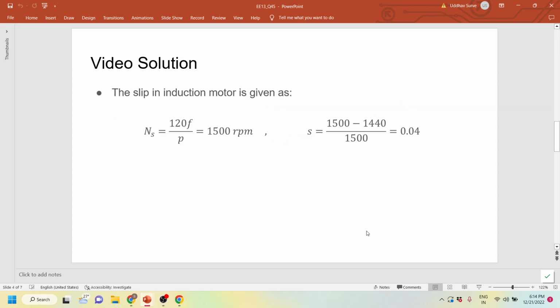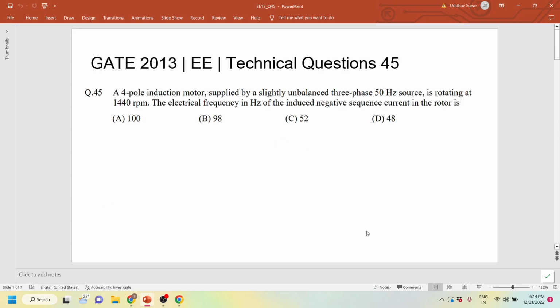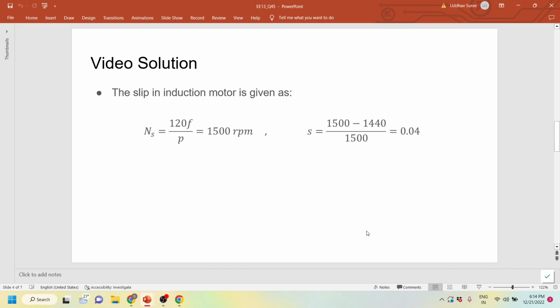So 120 into F by P will result in 1500 RPM, and the slip for the positive sequence will be (1500 minus 1440), where 1440 is the given rotor speed, upon 1500, which gives S equal to 0.04. So this is for the positive sequence. If there were no negative sequence, this would be the behavior of the induction motor, where slip will be 0.04.